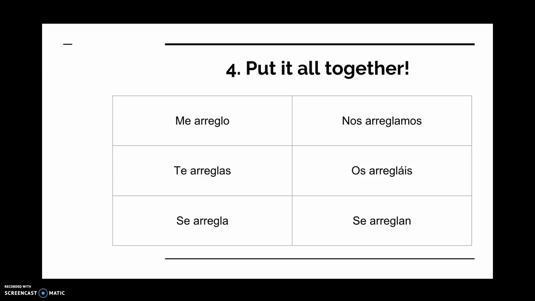Te arreglas, you get ready. Se arregla, he or she gets ready, or you get ready, formal. Nos arreglamos, we get ready. Os arregláis, you all get ready, only in España. And se arreglan, they get ready, or you all get ready.